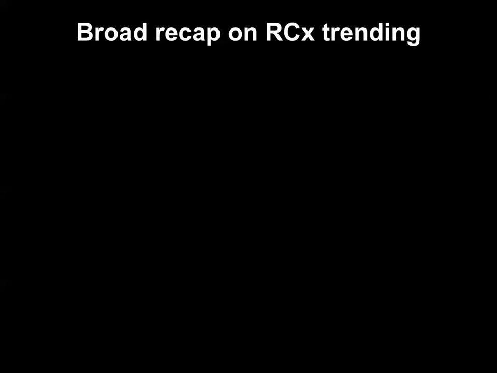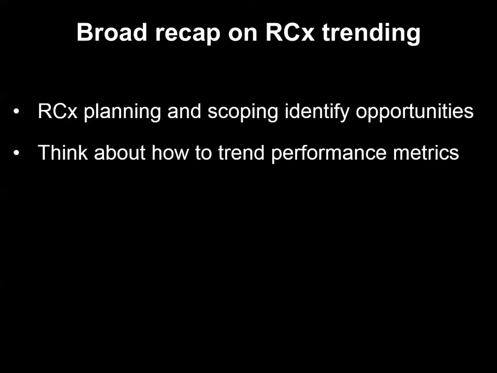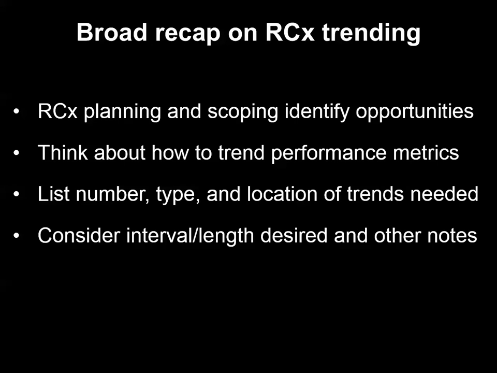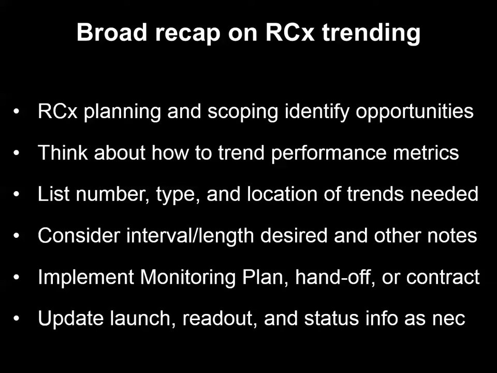So, recapping the overall process here. We use planning and scoping to help determine what systems we may want to trend. We think about the key metrics for those system operations. Pick the BAS points or loggers needed. Figure out what interval and trend length we want. And then somebody sets up the trends or loggers per the monitoring plan. And this can be done in-house or contracted out using the actual monitoring plan as a scope of work attachment that can be bid against. And after the data is collected, we can go and do the fun work of data analysis and actually see what's going on with these systems.